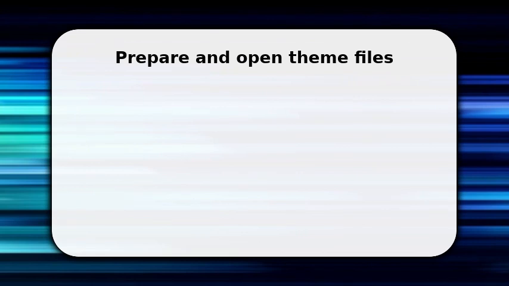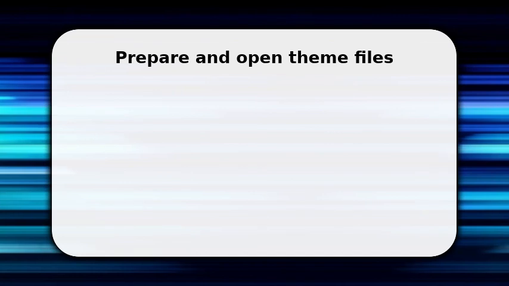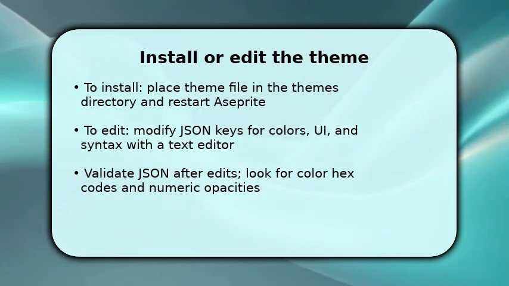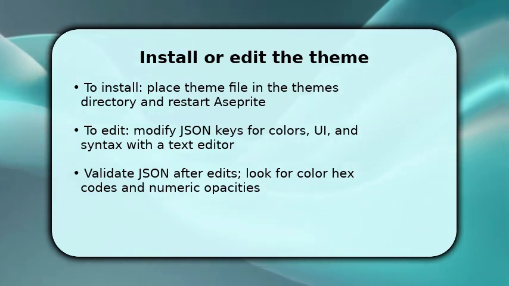Once done, place the new theme file where Aseprite reads themes or keep it on your desktop for editing. Make sure you have a plain text editor ready to inspect the JSON if needed. You'll now either install or customize the theme. If installing, copy the Aseprite theme or JSON into the themes folder and restart Aseprite to load it.